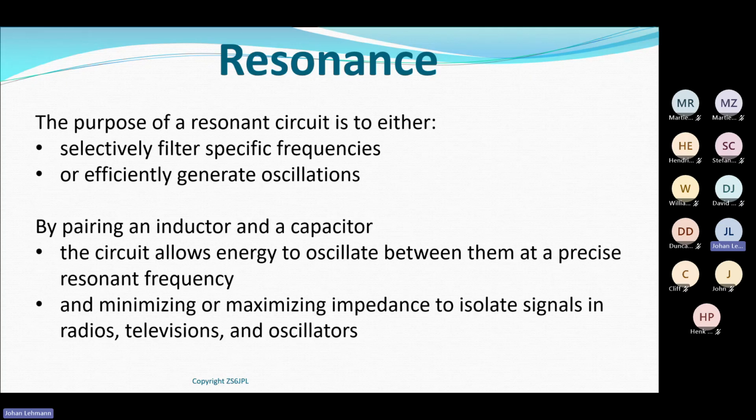Another definition which I got from Wikipedia for you: by pairing an inductor and a capacitor, the circuit allows energy to oscillate between them at a precise resonant frequency, minimizing or maximizing impedance to isolate signals in televisions, radios, and oscillators. Minimizing and maximizing impedance. So minimizing is series resonance and maximizing is parallel resonance.